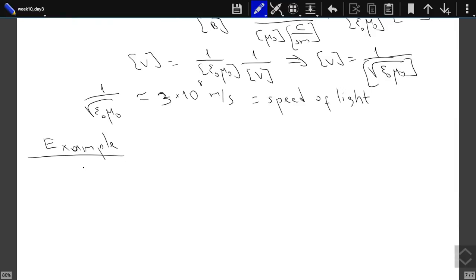Now, let's do some simple examples on Ampere's law. B dot dl will be equal to mu0 times I enclosed around any closed loop.